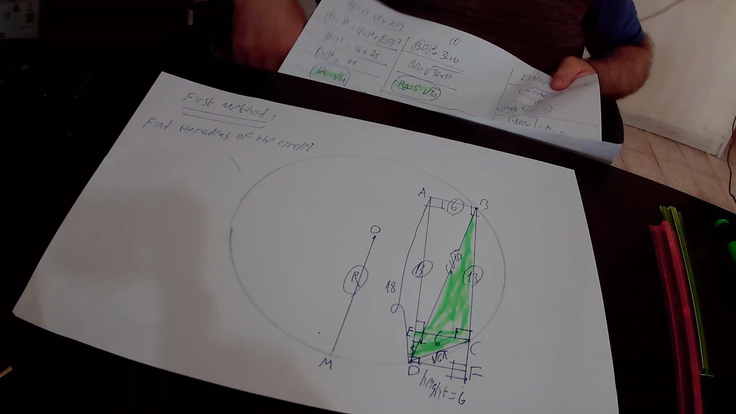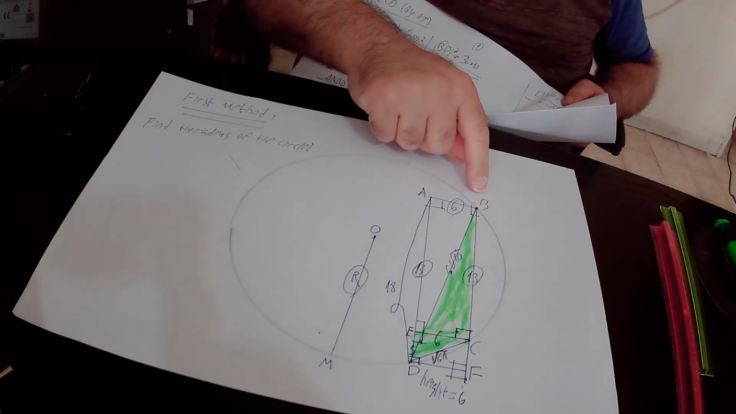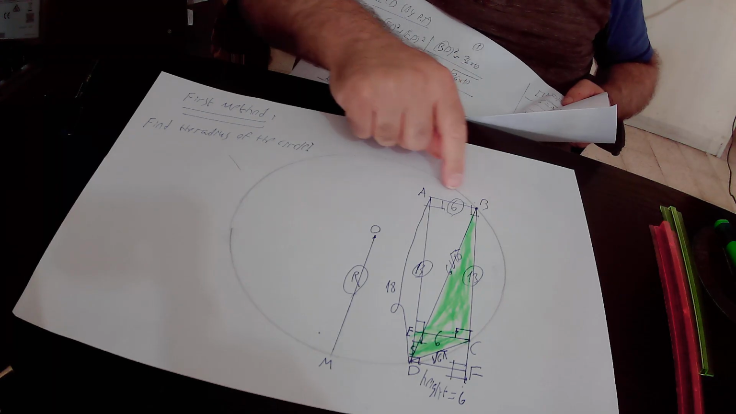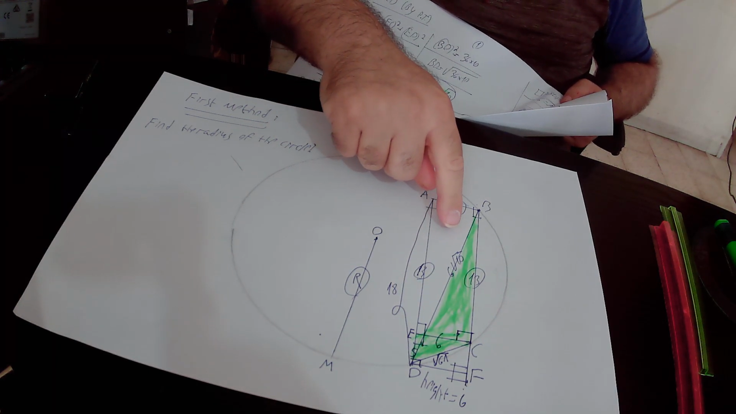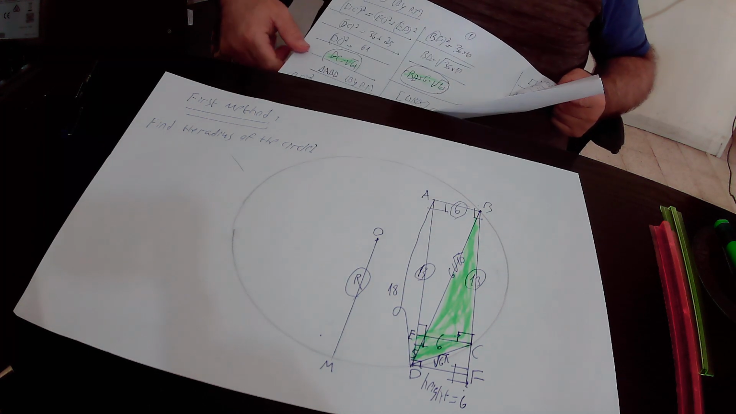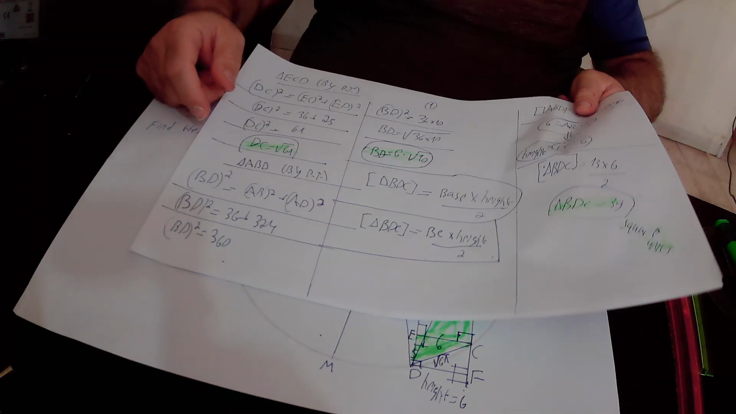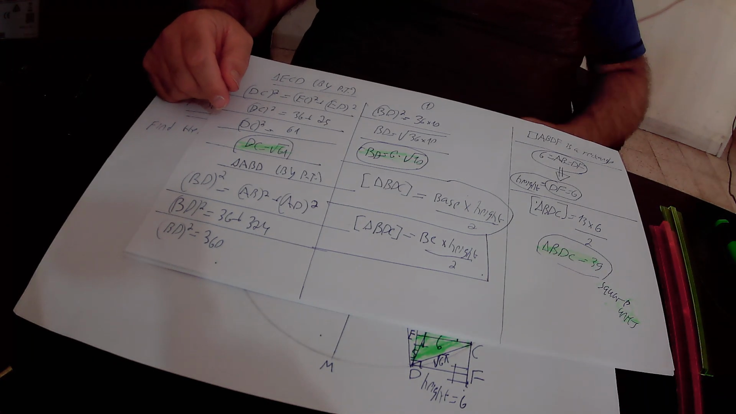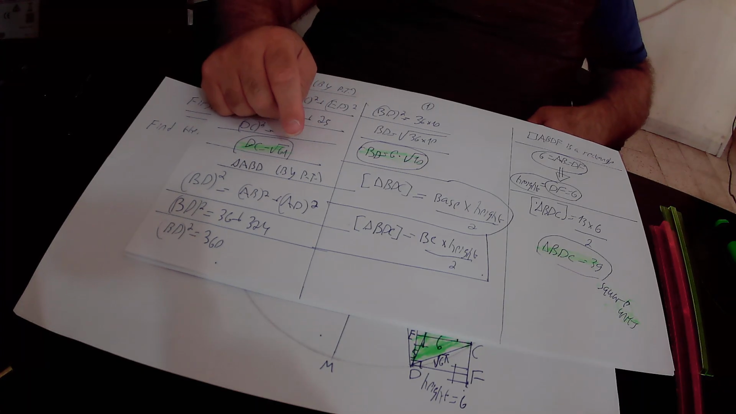Then we joined points B and D together by a straight line. By joining points B and D, we created the right triangle ABD, this white big triangle ABD. Then we implemented the Pythagoras theorem on the right white big triangle ABD. Here PT is short for Pythagoras theorem.